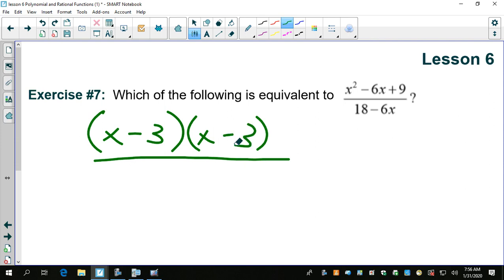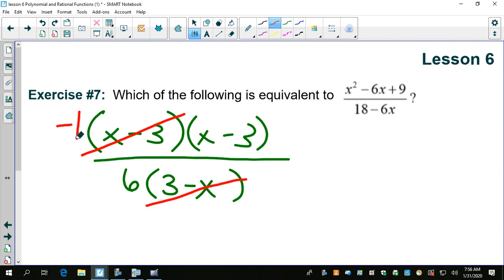Oh yeah, sorry. And then, what do you see again? Opposite factors. So, again, this will cancel with this. I always put the negative on top. Most of the answer choices do that as well.